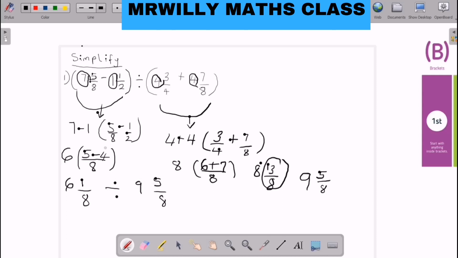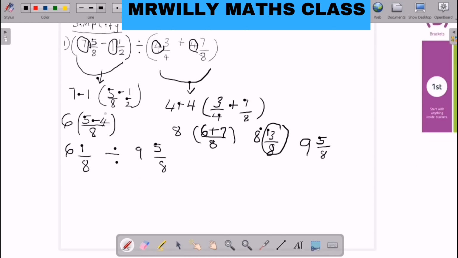Now we are moving on. The next thing now is that we convert the two fractions into improper fractions. 8 times 6 is what? That will be 48. 48 plus 1, that will be 49 over 8.